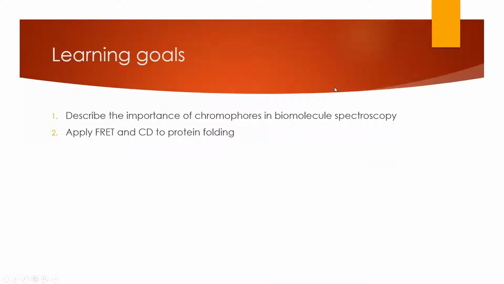The learning goals for today are going to be to describe the importance of chromophores like we just discussed. Without these chromophores, we're not going to be able to get a lot of information about large molecules. Then we're going to go through a couple of examples. We're going to talk about fluorescence, specifically this fluorescence technique called FRET. And then we'll also talk about circular dichroism. Both of these turn out to be pretty useful to describing protein folding. We'll talk about how these techniques can be applied to study protein folding, and there's a lot of other potential implications for these techniques as well.